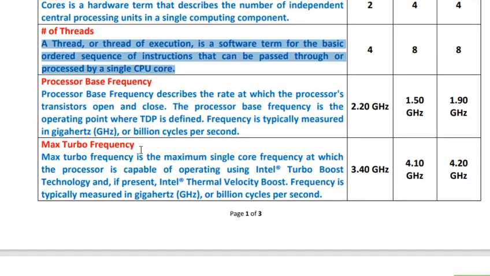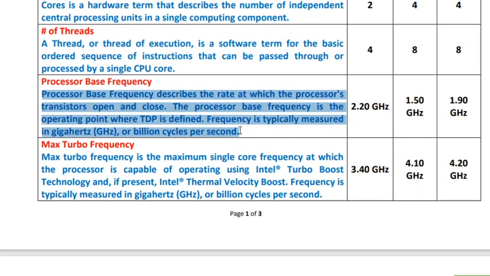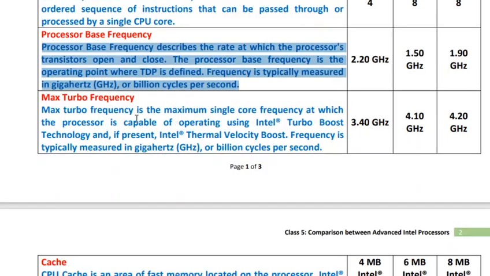Likewise, processor's base frequency. Processor base frequency describes the rate at which the processor's transistors open and close. The processor base frequency is the operating point where the thermal design power is defined. Frequency is typically measured in a unit called Hz, and it's often represented in gigahertz, or billions of cycles per second.